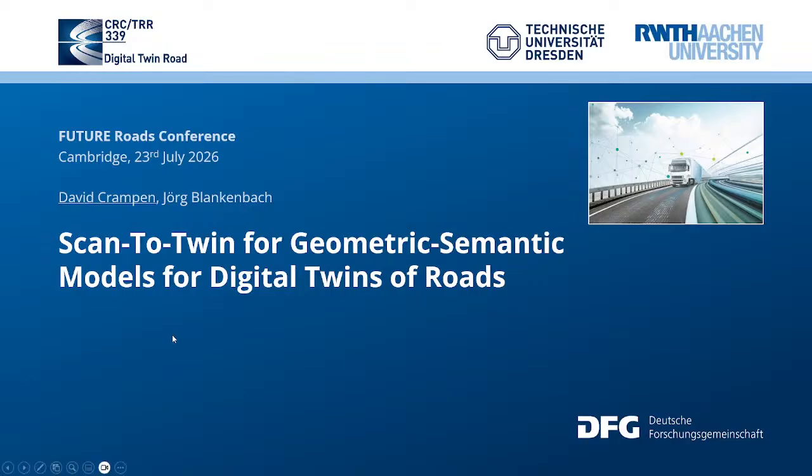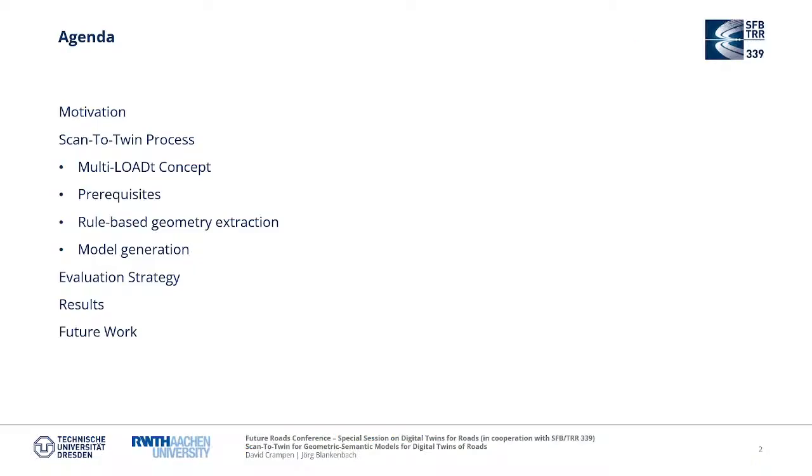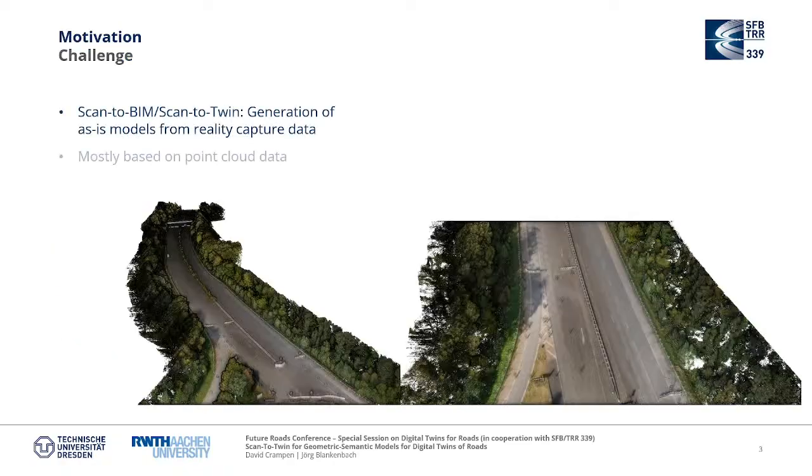So I'm also going to talk about the scan-to-twin process, but I'm going to focus a bit more on a very small sub-step, namely the rule-based geometry extraction, which is only part of the process, obviously. So I'm starting with the motivation. Why do we actually do so? Then elaborate a little bit on the prerequisites and restrictions that this particular approach has. Talk about evaluation strategy, results, and the future work that is coming up next.